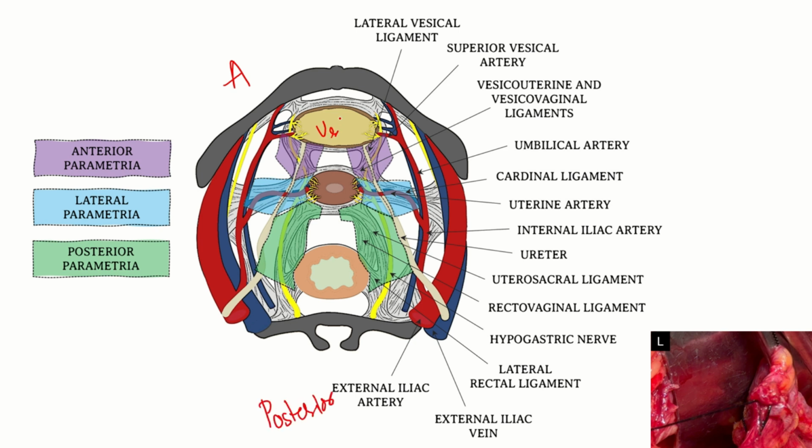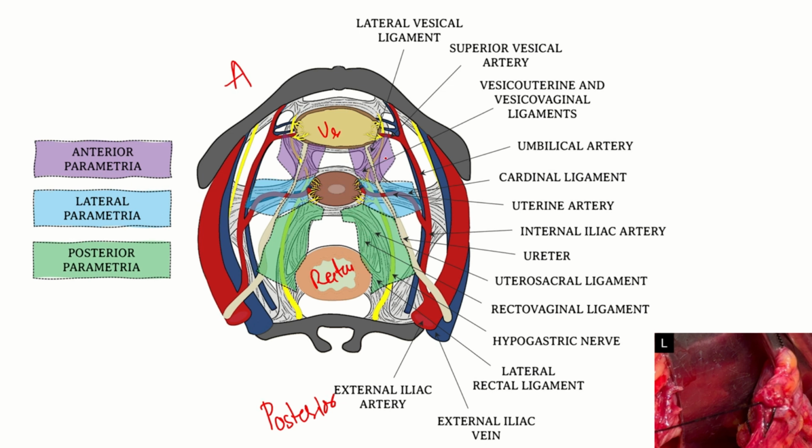So anteriorly we have the urinary bladder. This is uterus and cervix, and this is rectum. So the tissue adjacent to the uterus is called parametrium. So we have three parametrium. One is the anterior parametrium, and the lateral parametrium, and the posterior parametrium.